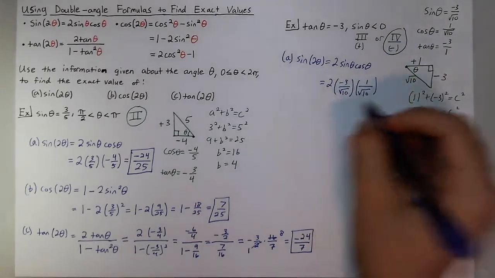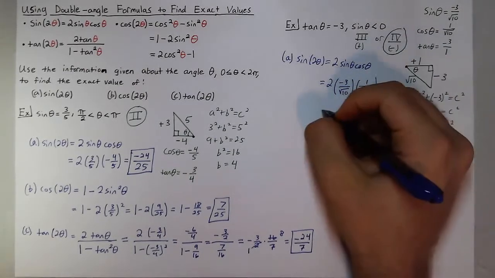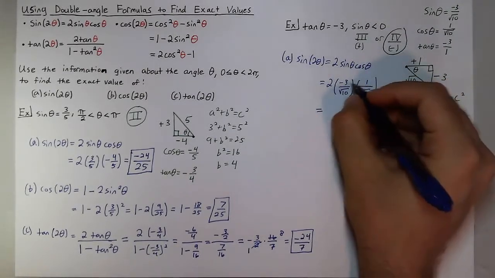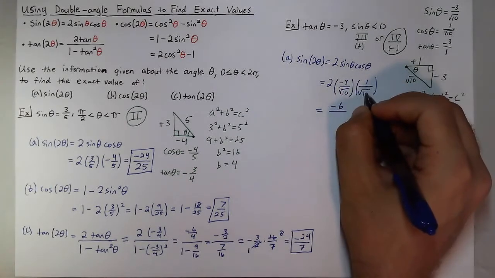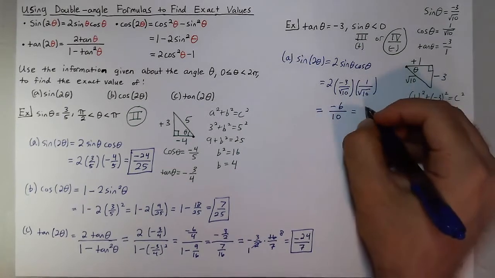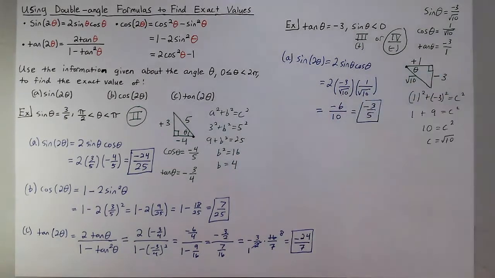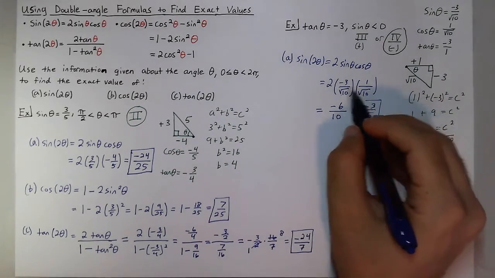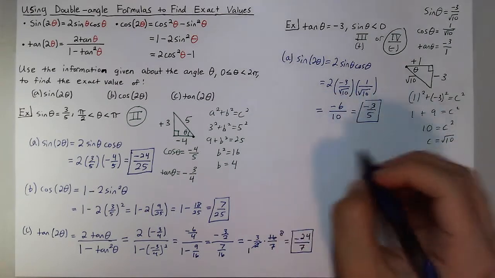And now when I multiply all of these across, I'll get 2 times negative 3 times 1, which is negative 6, over square root of 10 times square root of 10, which is just 10. And then this can simplify just to negative 3/5. So it was really nice that I had 2 square roots of 10 to multiply to each other, so the square root just went away.